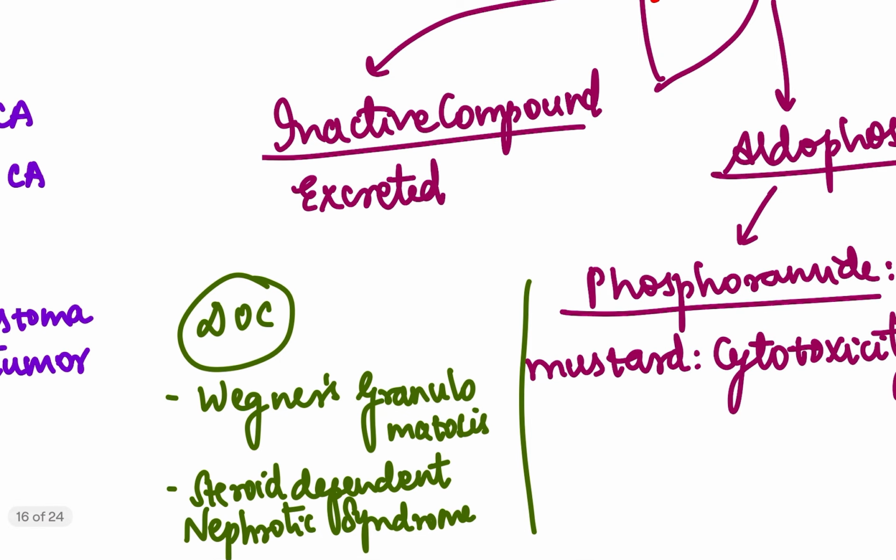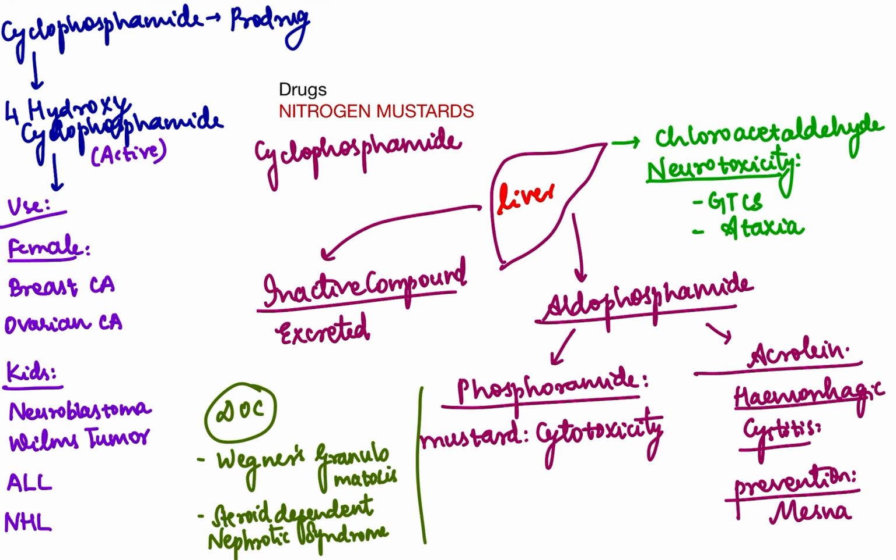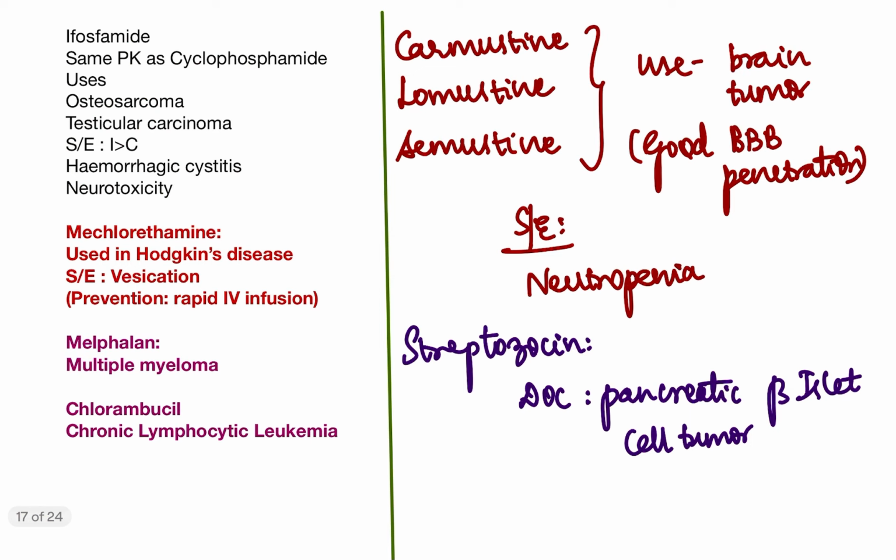What is the drug of choice where cyclophosphamide is used? It's the drug of choice for Wegener's granulomatosis and steroid-dependent nephrotic syndrome. Cyclophosphamide is a drug of choice. The next is ifosfamide. This ifosfamide has the same pharmacokinetic properties. It is metabolized by the liver as that of cyclophosphamide.